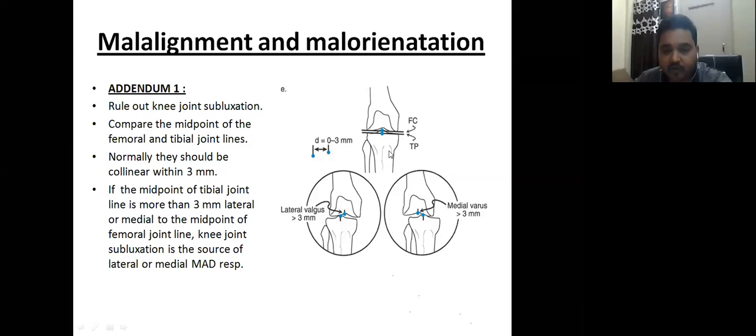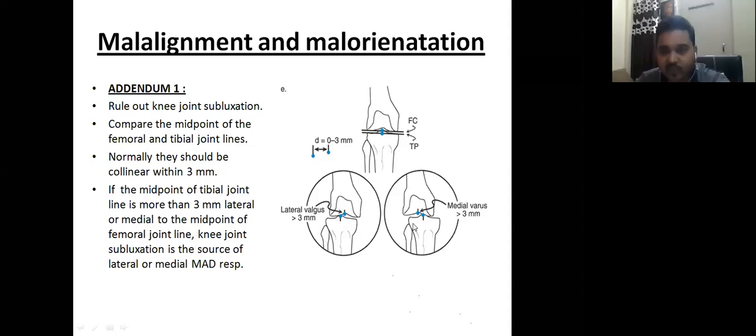If it is more, then we can say there is knee joint subluxation. Normally they should be collinear within 3 millimeters. If the midpoint of the tibial joint line is more than 3 millimeters lateral or medial to the midpoint of the femoral line, knee joint subluxation is a source of lateral or medial mechanical axis deviation respectively. So if the tibia has gone more laterally, it would create a valgus, and if it has gone too medially, then we can judge that knee joint subluxation is a cause of the deformity.